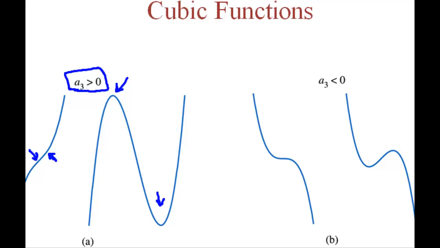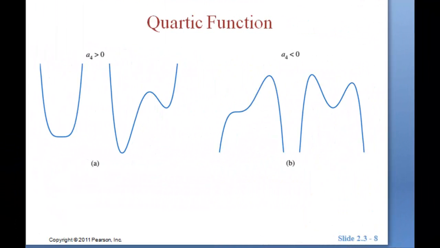And the same thing if the leading term is a negative number, then we're going to be starting at the upper left and going, left to right, down, but we're still going to have two bends in our function. Similarly, quartic functions, the polynomial to the fourth, will have three bends in it.